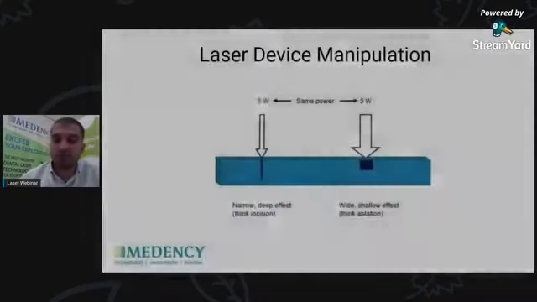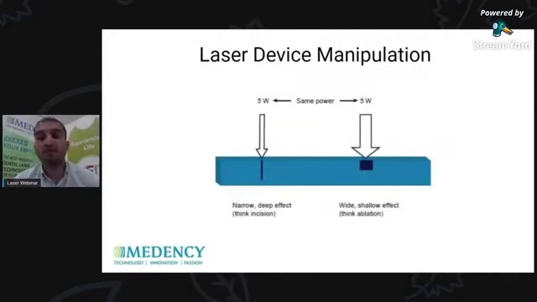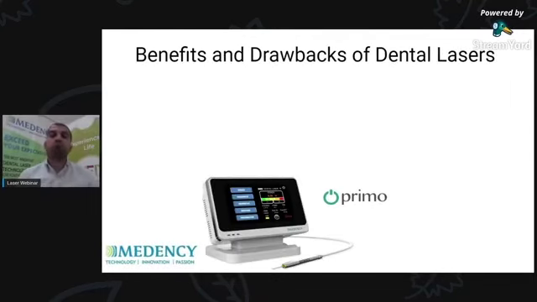We talked about this. This is a diagram showing the same power but with different tip sizes, and we see here the diameter affects the depth of the power when it works with the tissue. After this understanding and brief about laser physics, how laser is generated and how laser works with the tissue, we have to get the benefits and drawbacks of laser.